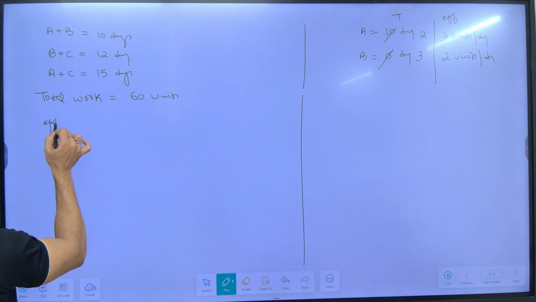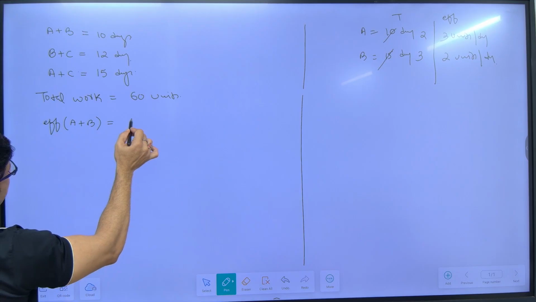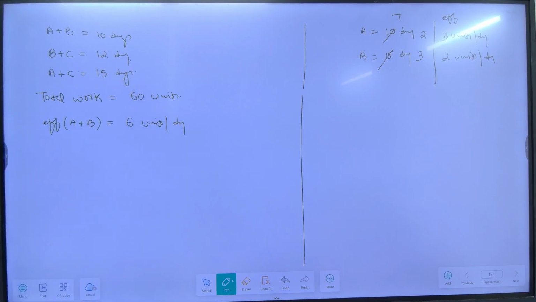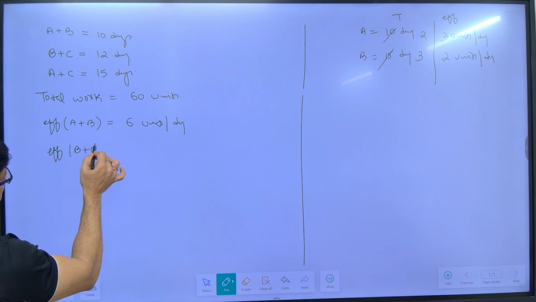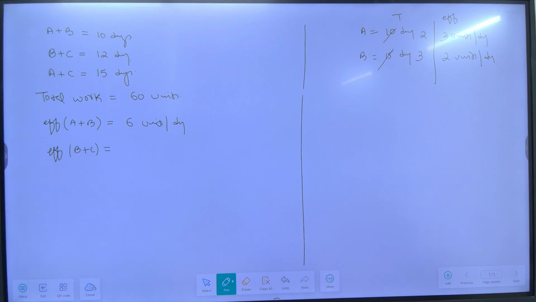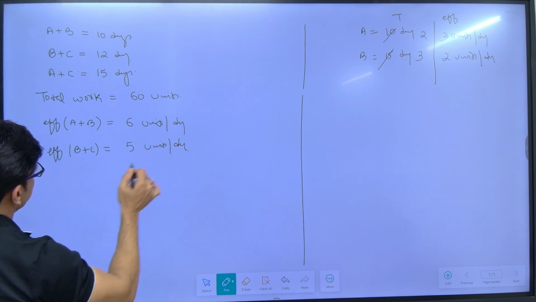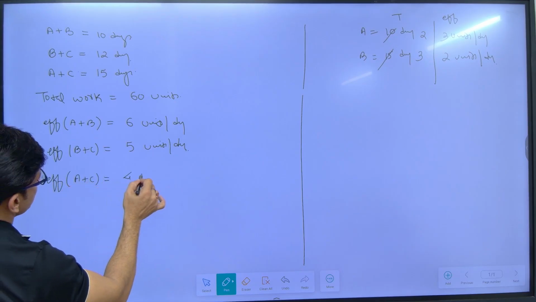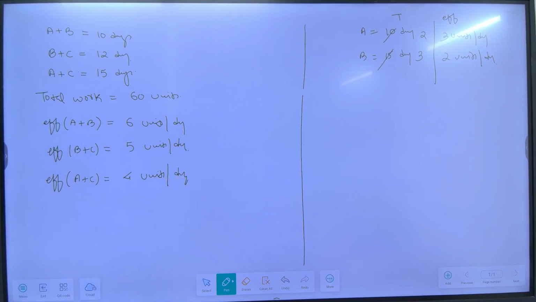Then what is efficiency of A plus B together? How much? 6 units per day or not? 60 by 10. B plus C. Five units per day or not? An efficiency of A plus C. Per day, right?